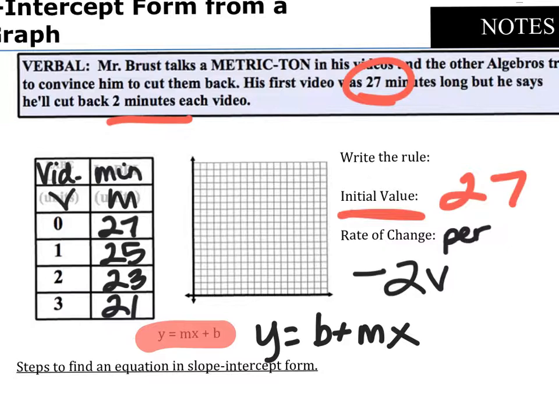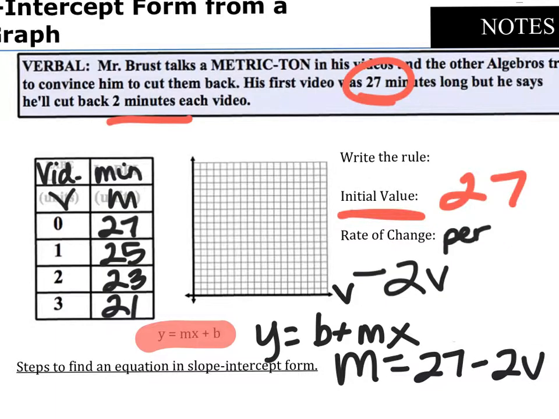Okay, so now let's write our whole equation. We're starting, in this case, with 27, and let me make sure we've got the right variables going on. So the minutes are going to equal our initial 27 minus 2 minutes per video. So video is going to be our input, minutes is going to be our output.